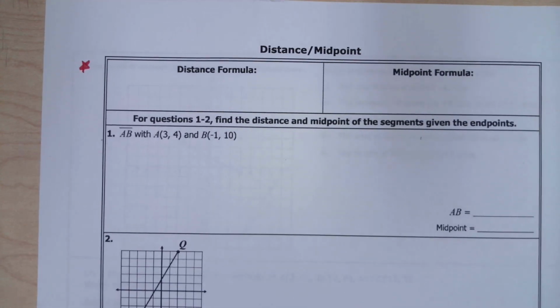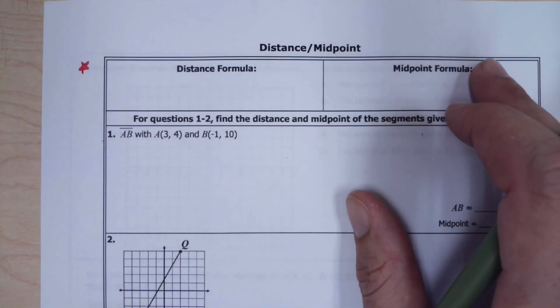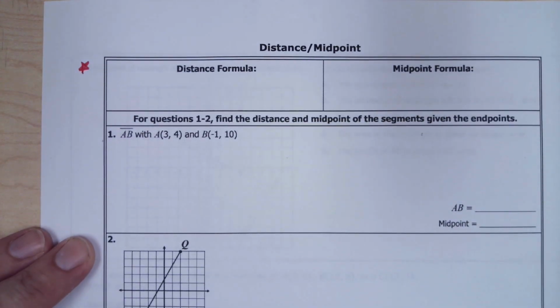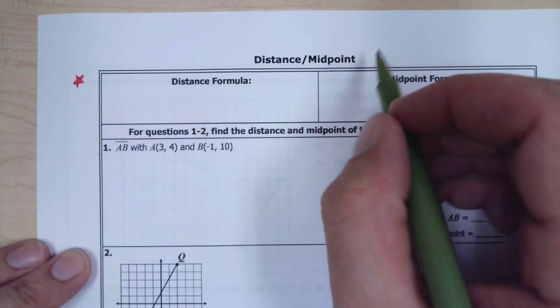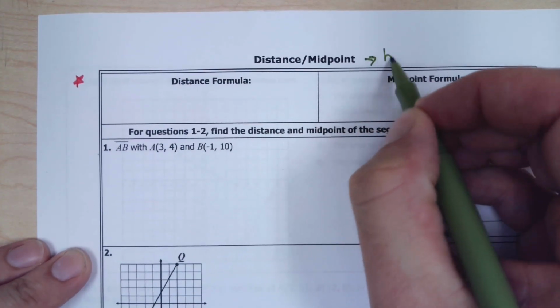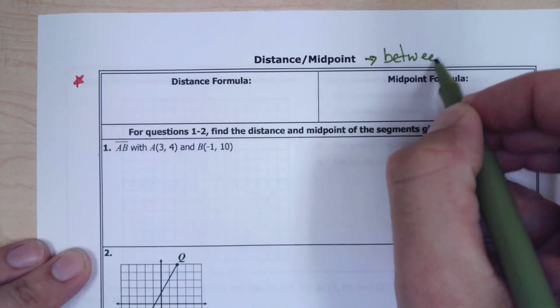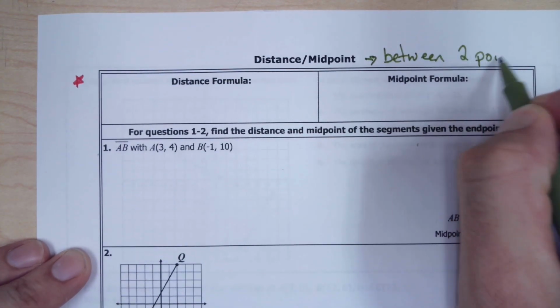Okay, now we'll talk about distance and midpoints. This is something that we did quite a long time ago. So the distance formula, of course, is between 2 points. So this is always between 2 points. Okay.